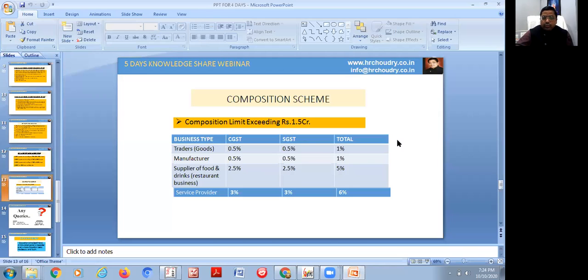So be careful while selecting the composition scheme, because if you select the composition scheme once, you cannot exit it until the end of the financial year; you have to follow that method only. So be careful while selecting the composition scheme. In case of service providers also, they are given a composition scheme, but the rate is 6% instead of the others' 1% and 5%. For service providers, those who pay 18% in the normal case pay only 6% under the composition scheme, but in this case also they cannot get the benefit of ITC.